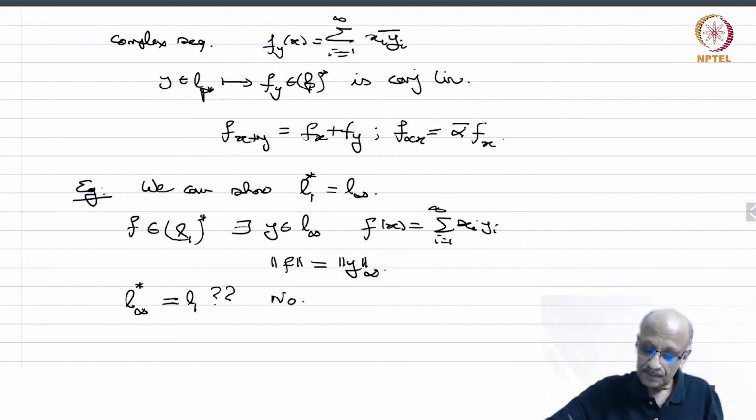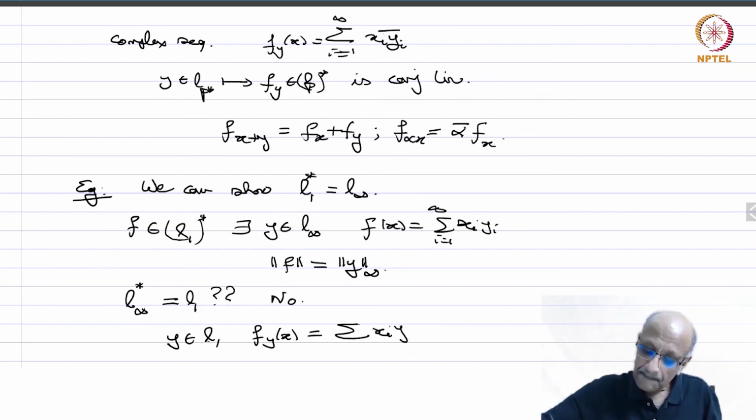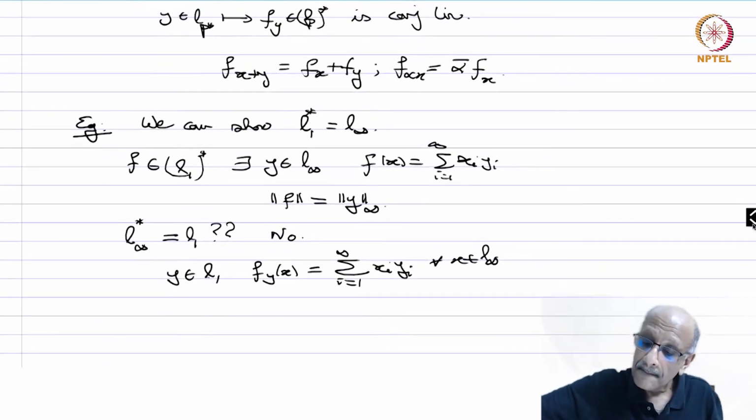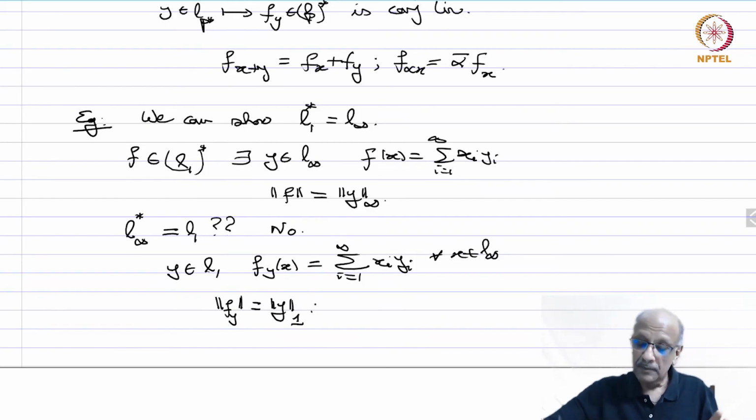Answer is no. So if I have y in L1, I can define f_y(x) equal to sigma x_i y_i for all x in L infinity. In fact, this defines a continuous linear functional by Hölder, and you will have norm of f_y equal to norm of y in L1. No problem.